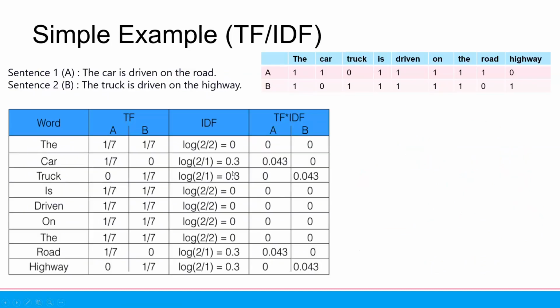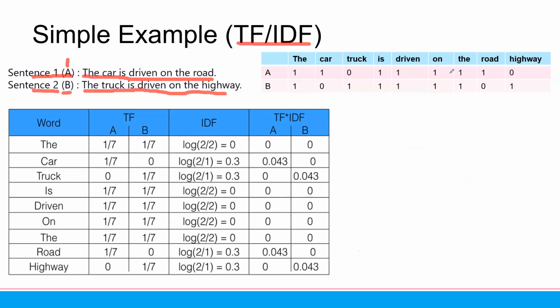So let's see an example. Let's say that we have document A and document B. In document A, we have the sentence, the car is driven on the road. In document B, we have the truck is driven on the highway. So using TF-IDF, I can try to measure the similarity.